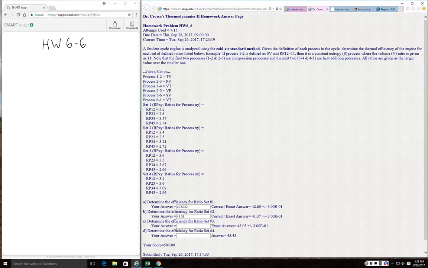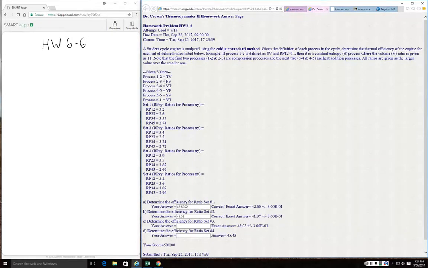So, student cycle engine. I call it that because it's probably a cycle that doesn't have a name, since it's randomly generated. It is analyzed using the cold air standard method. I'm going to define each process with two variables. Here for process 1, 2, the first letter is what is held constant. So this is a constant temperature process, or an isothermal process. And then the second variable here, V, is what ratio is given. So I'm going to give a volume ratio. So it will be an isothermal compression with the compression ratio given.